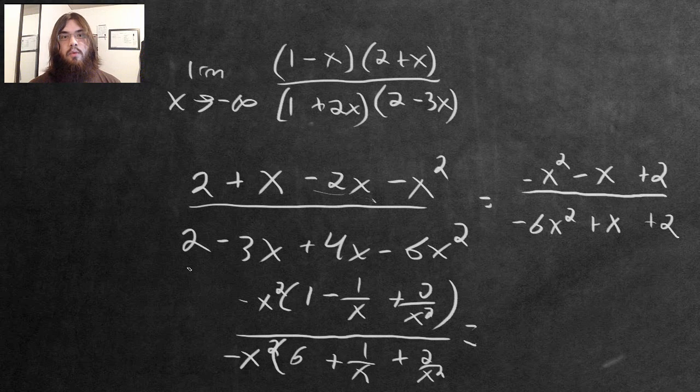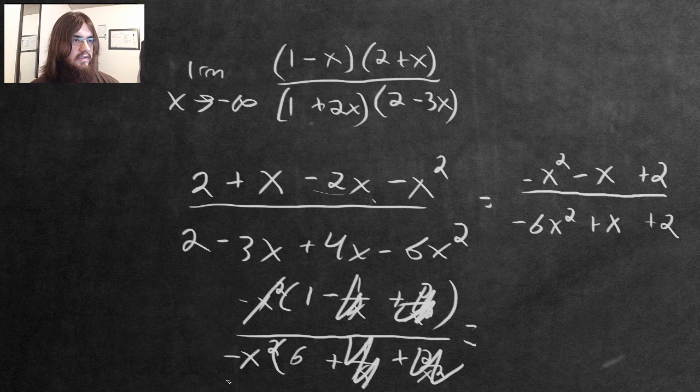Now when you go to infinity for anything like this, any number over a variable that's going to infinity is going to be equivalent to 0. So you can just ignore all of these values here because they become nothing. And these two x squareds cancel out, leaving us with just negative 1 over negative 6, or just 1 over 6 as the final answer.